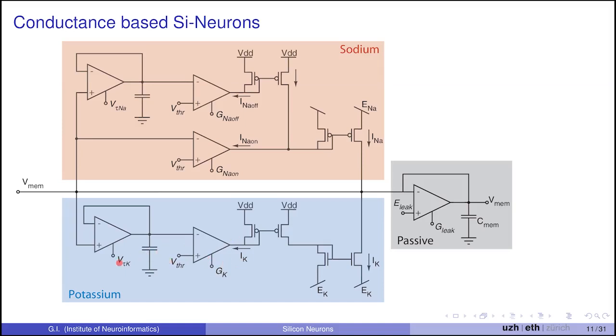Sorry, I think in terms of dynamics, the V tau K is setting the dynamics. So I don't know what you mean by conductance, but GK is setting the maximum amount of current that can be pulled away from the capacitor. V tau K sets the dynamics, so how long this effect lasts and how long it takes to build up.